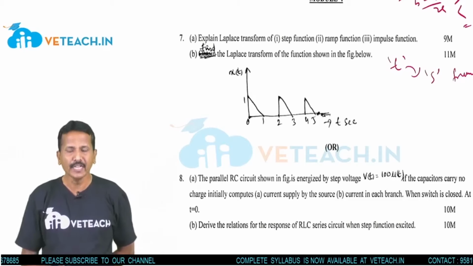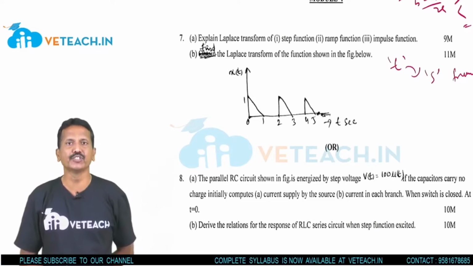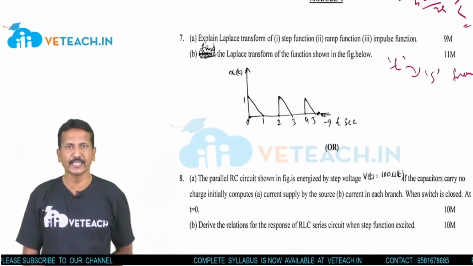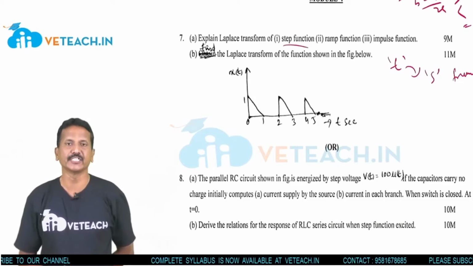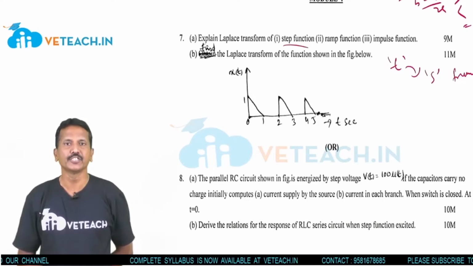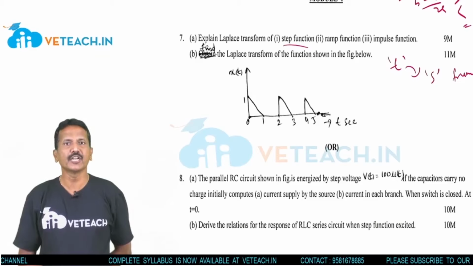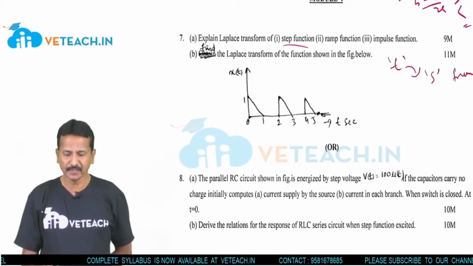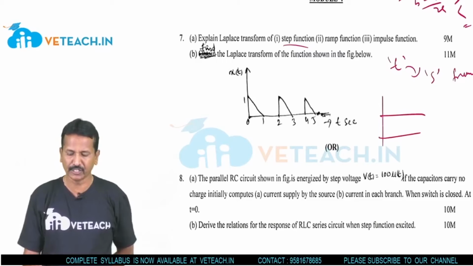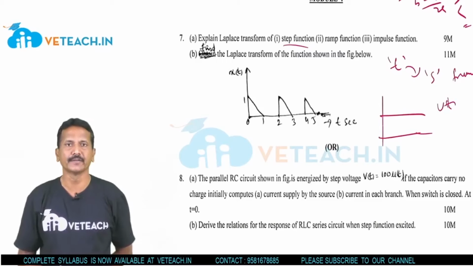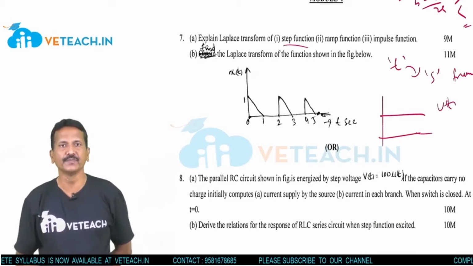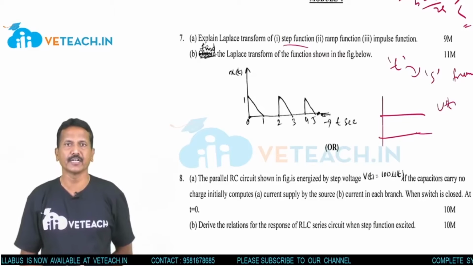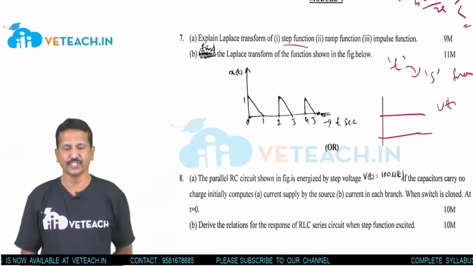Here we have three different types of inputs in the Laplace transform. The first one is the step function. Step is nothing but a constant magnitude, u of t. It is always constant. If we give a step function to a system, then changes in the system may occur and we can control the system.